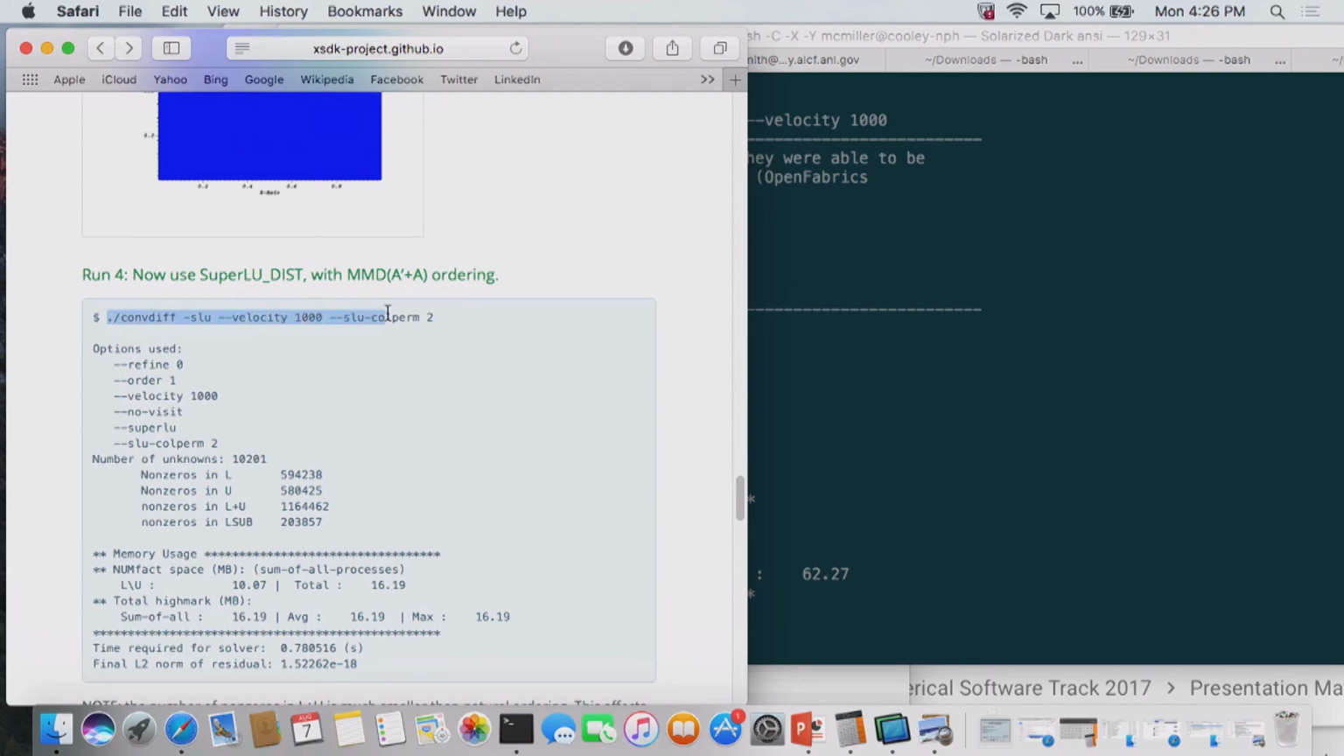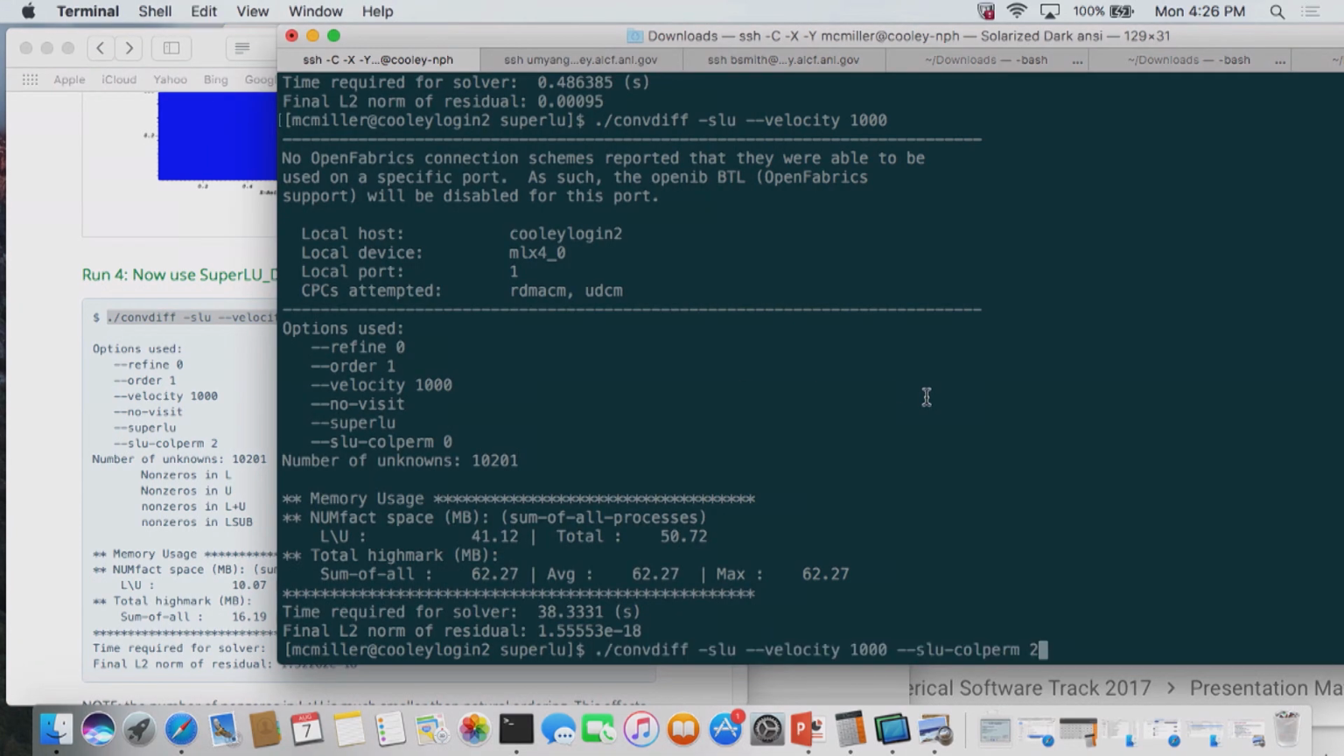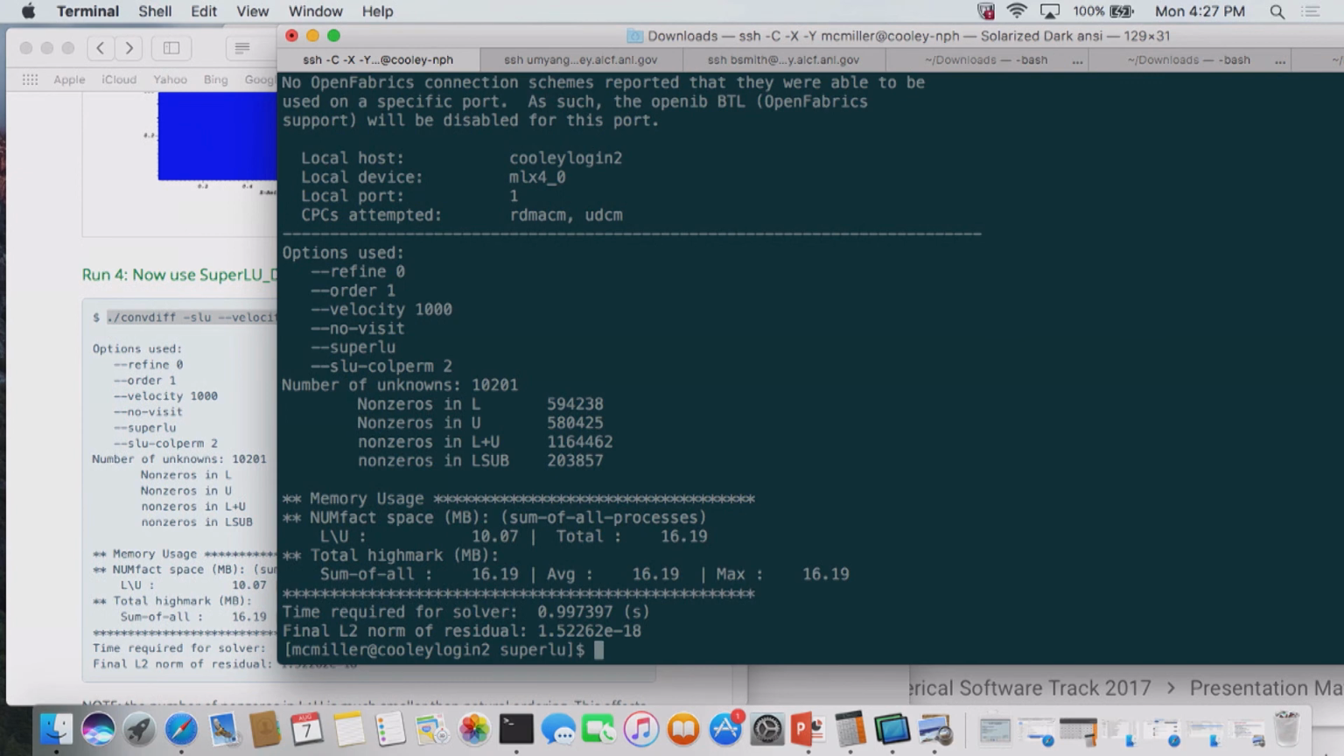So this argument, SLU call perm 2, is changing the ordering to what algorithm, Sherry? It's the minimum degree ordering. If you are interested, I can show you offline how this different ordering algorithm works. So you can see now the LU megabytes is reduced by fourfold, from 41 to 10, right? And the time is significantly shortened, from 30 seconds to like 1 second. 30 times faster, just by changing that parameter within SuperLU.